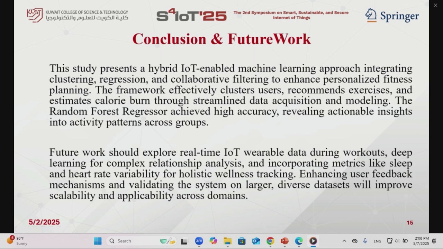In this slide, we have the conclusion and future work. Here we conclude our whole study. The study presents a hybrid IoT and machine learning approach, integrating clustering, collaborative filtering, and regression to deliver personalized, adaptive fitness guidance, and many other things can be done with this study. Now we move to the future work. We can enhance the user feedback mechanism, and validating the system on larger, diverse datasets will improve scalability and applicability across domains.